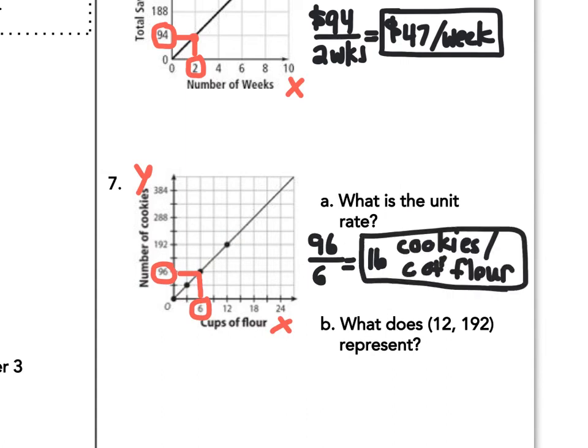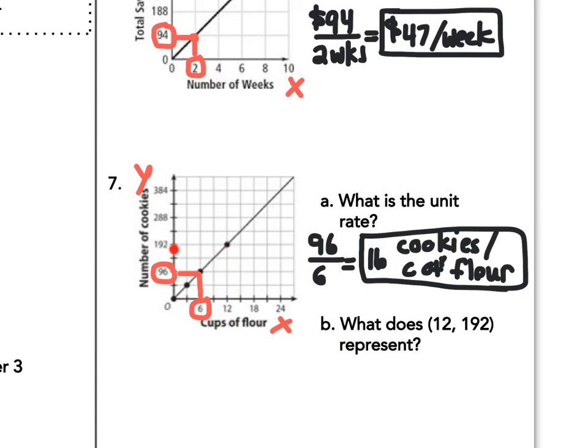I know it's a long label, so you might have to pause the video. And that is a funny looking one. It's 16 cookies per cups of flour. And then for part B, this one's a little different. It says, what does (12, 192) represent? And so it's talking about this point right here, because this point is when the x is 12 and the y is 192.